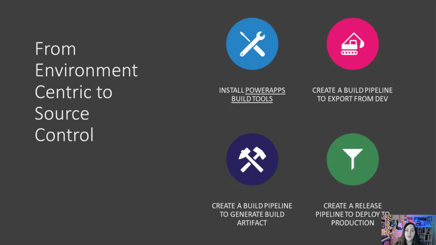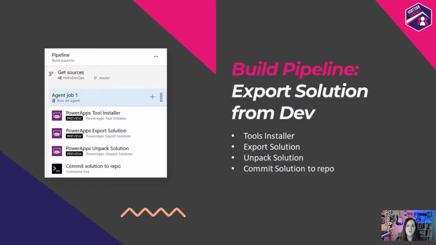So how the general process can work: you have Azure DevOps, download those Power Apps build tools, create a build pipeline to export from dev. Then you can create a build pipeline to generate that build artifact and create a release pipeline to deploy to production. So you see the jobs in the pipeline that we can run here with the build tools.